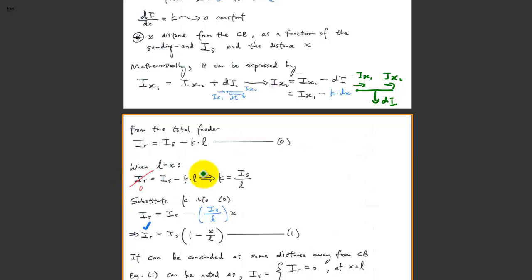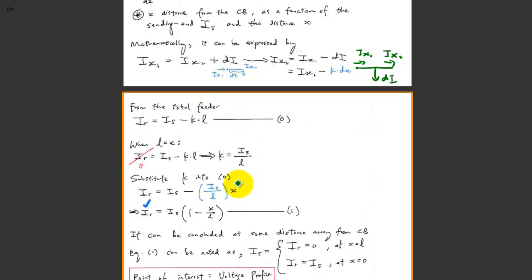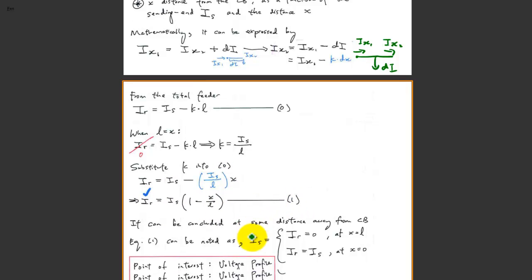And if you organize this a little bit, 0 equal to IS minus K times L, the K value will be equal to IS over L. And since this is known, you're going to substitute it into this equation that gives you IR, which is the current at the receiving end, equal to IS minus IS over L times X. So this is the simplified version from this that results in equation 1.